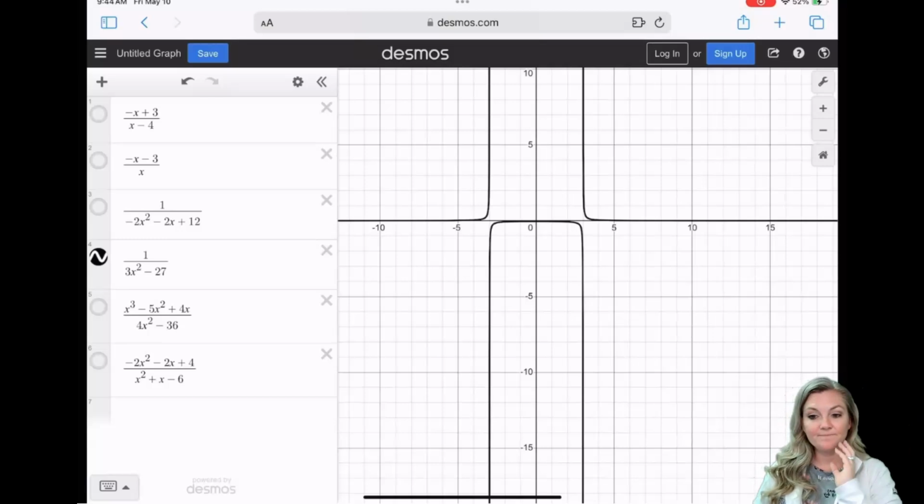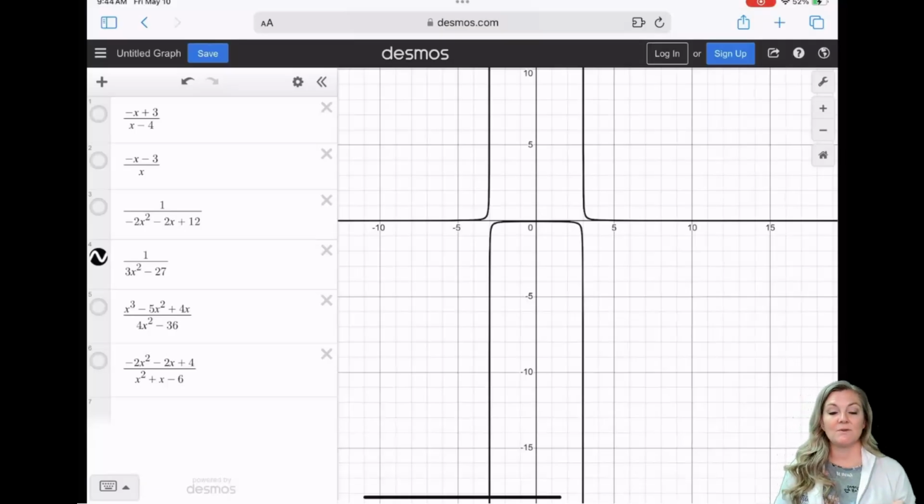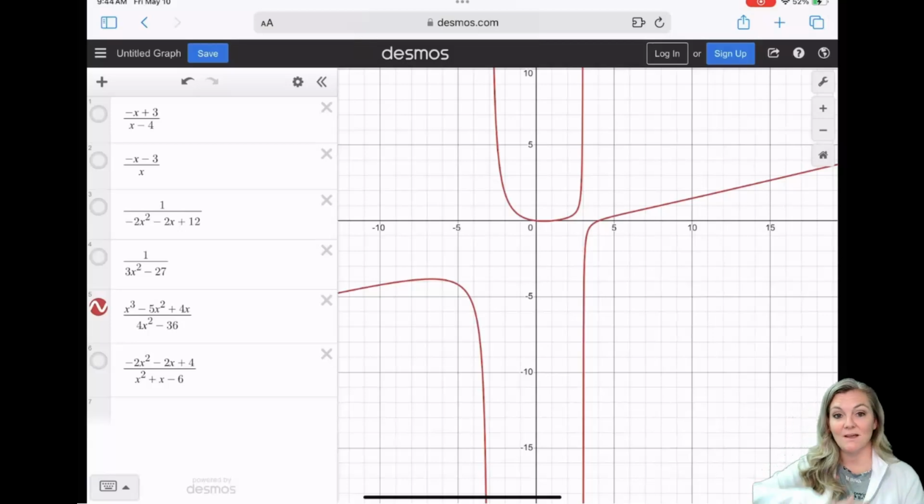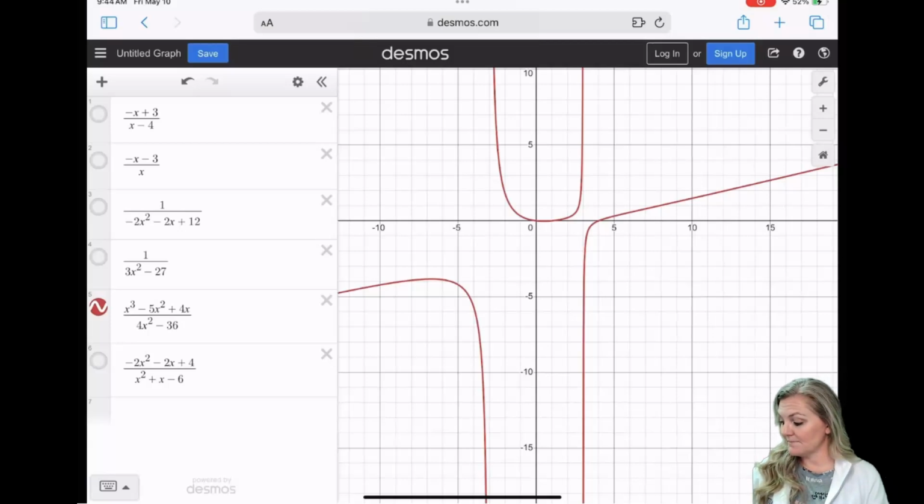This next one is my bigger on top. So bigger on top means I would have no horizontal asymptote, and you can see I don't. There's no horizontal line that they all follow. There is a slanted line on there that the curves are following, and that's what's happening with this one. We are not going to be responsible for finding slant asymptotes. Again, that is a pre-cal topic.